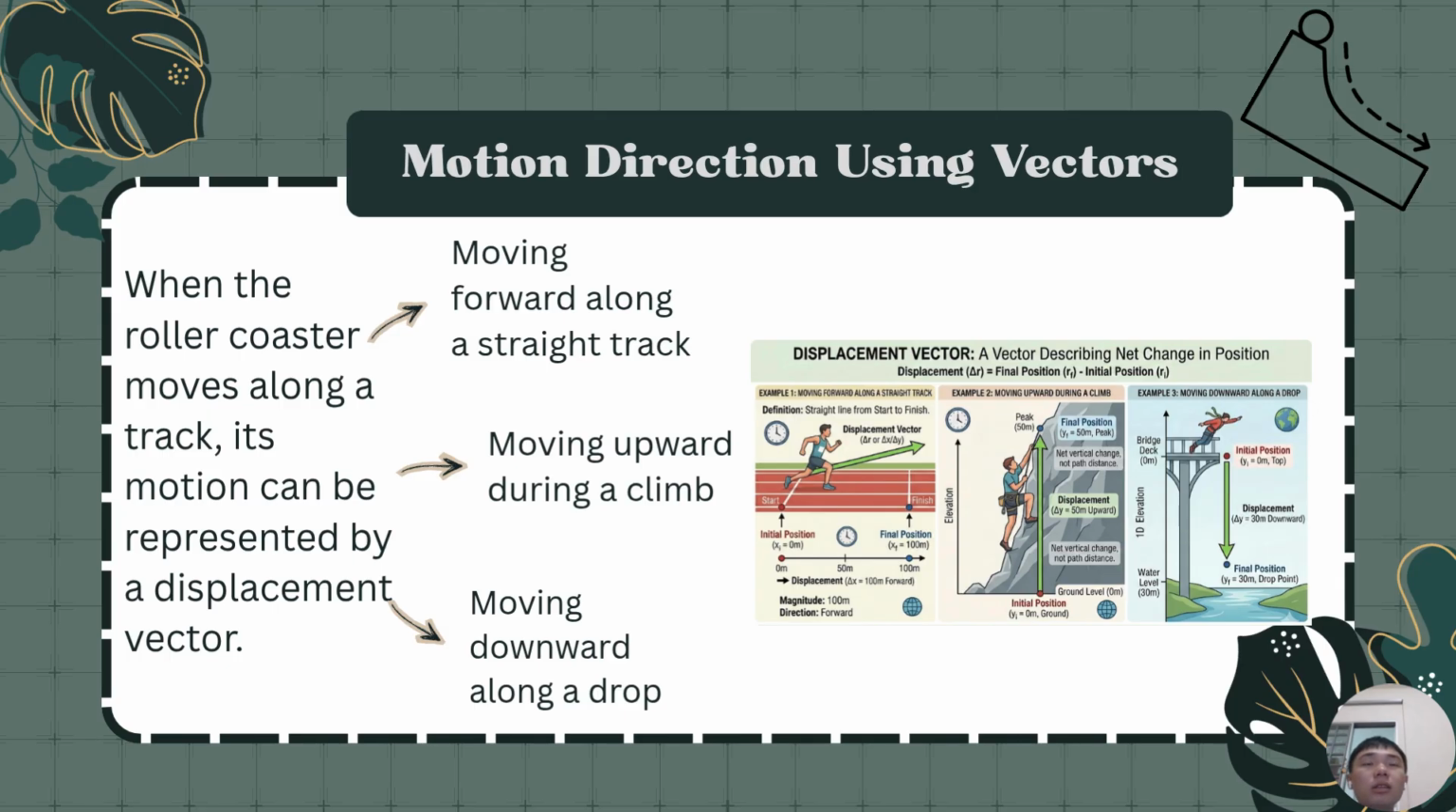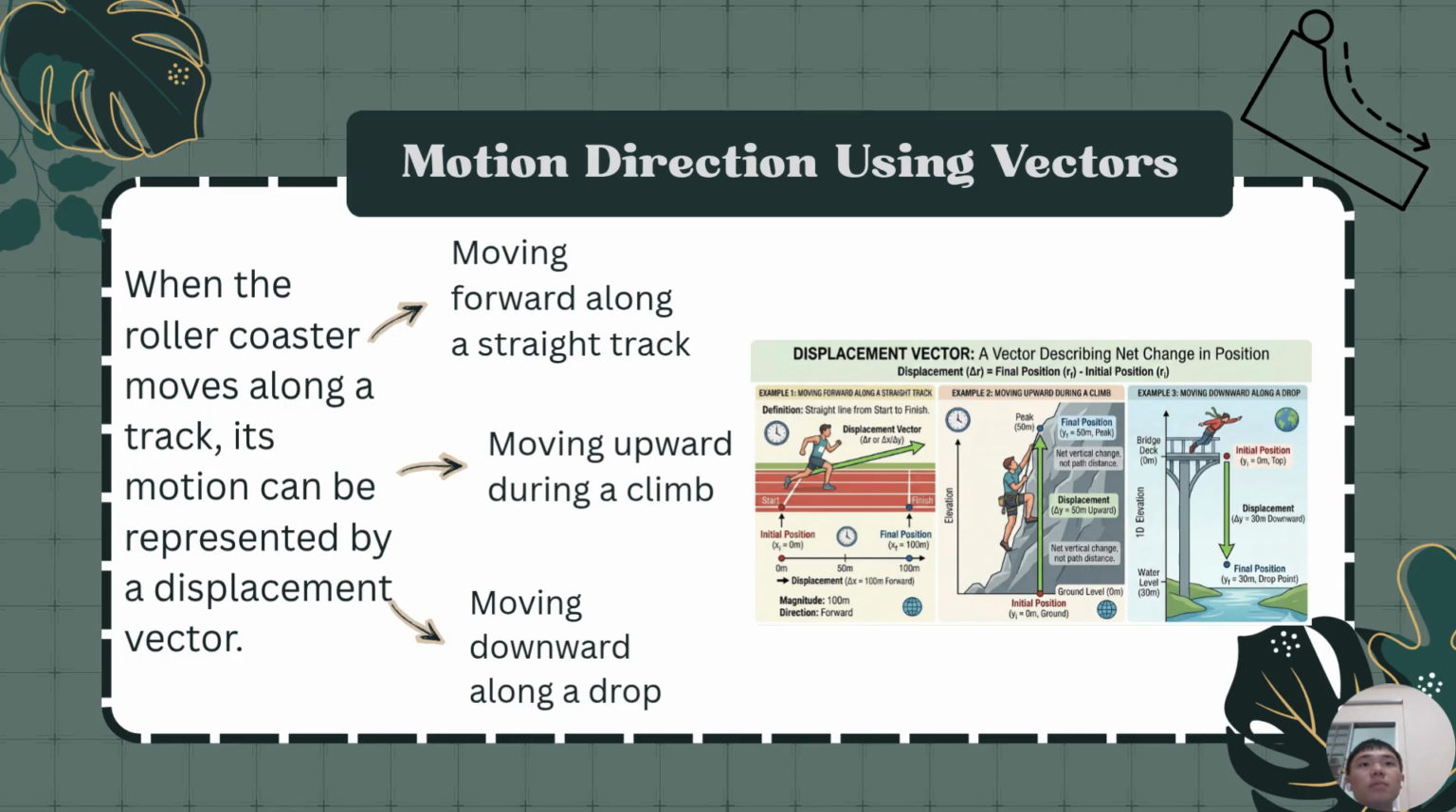Similarly, when the roller coaster is moving downward along a drop, the factor will point downward. This represents the coaster losing height as it goes down a slope or a steep drop. These downward movements are usually the most exciting part of the ride, but they must also be designed safely.